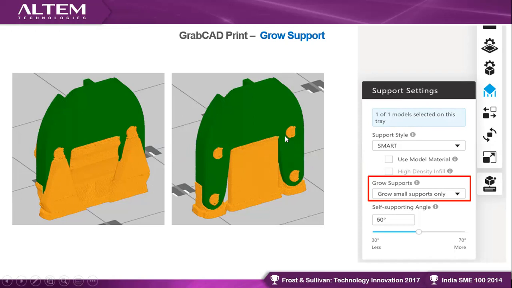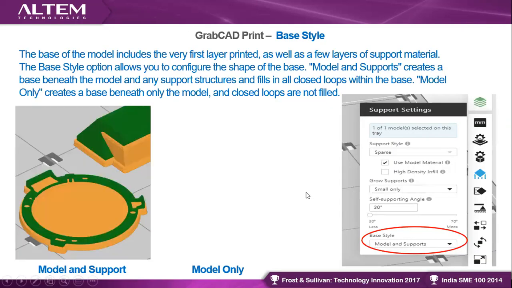So you can choose the grow support option whenever you think there is a vertical hole, or vertical square cut on my model. You can choose this option always. It can save a lot of support material again. And the next option is going to be the base style. So you can see the model shape, the base.